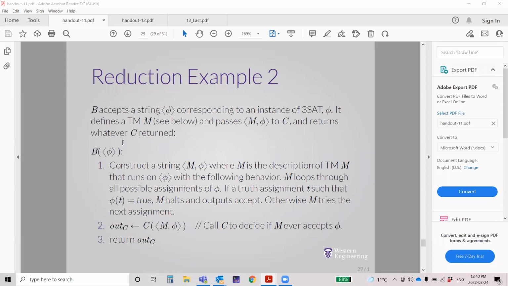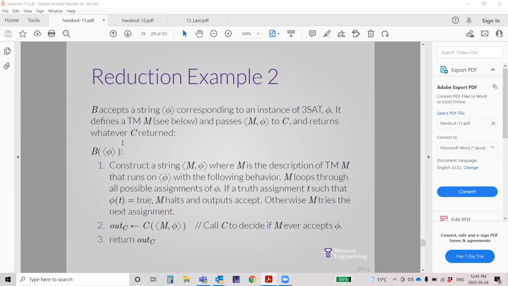B accepts a string phi corresponding to an instance of 3 SAT, which means 3 clauses of logical or Boolean operations. Phi defines a Turing machine M, and B passes M and phi to C and returns whatever C returns. B of phi constructs a string that contains the pair M and phi, where M is the description of a Turing machine that runs on phi with the following behavior. M loops through all possible assignments of phi.